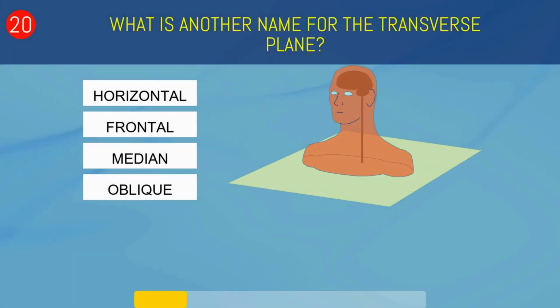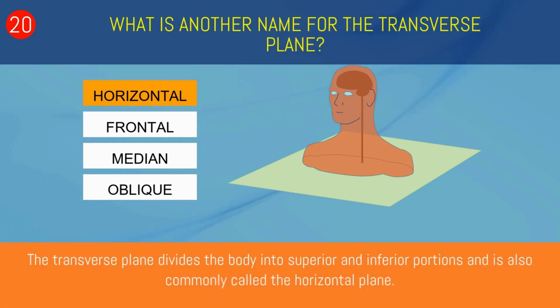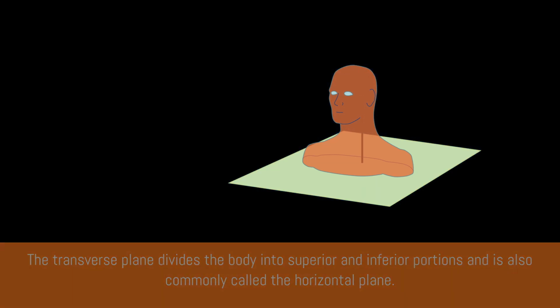What is another name for the transverse plane? Horizontal, frontal, median, or oblique? Horizontal. The transverse plane divides the body into superior and inferior portions and is also commonly called the horizontal plane.